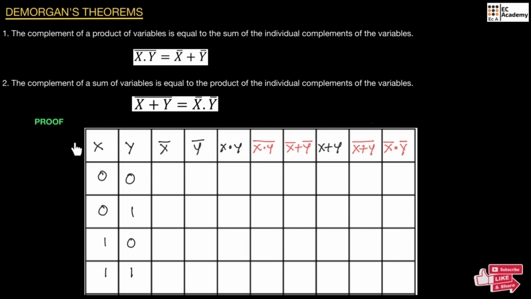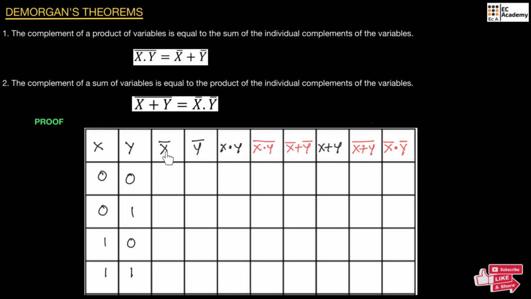To prove this, let us take the table where we are taking the variables x and y. Then we will take the complement of these two variables, x bar and y bar. We will take the AND operation of x and y, and the complement of the AND operation. Then we will take x bar plus y bar. Then we will take the OR operation of x and y, then the complement of the OR operation, and finally x bar and y bar. So we need to prove (x dot y) whole bar will be equal to x bar plus y bar, and (x plus y) whole bar will be equal to x bar dot y bar.